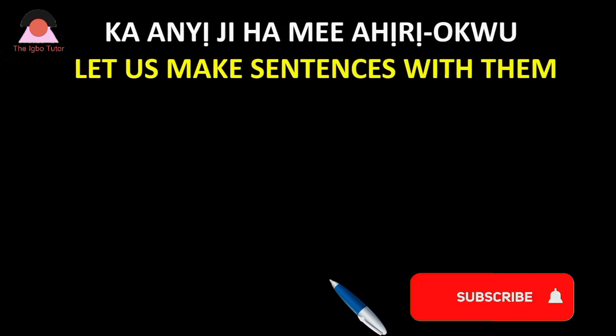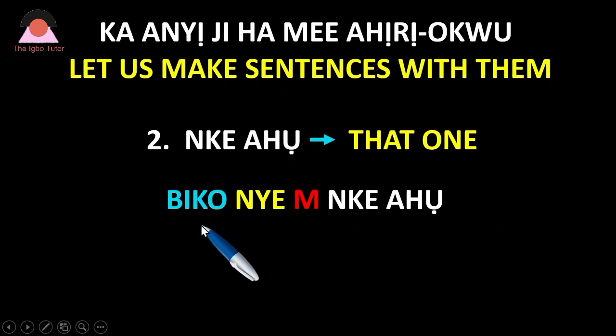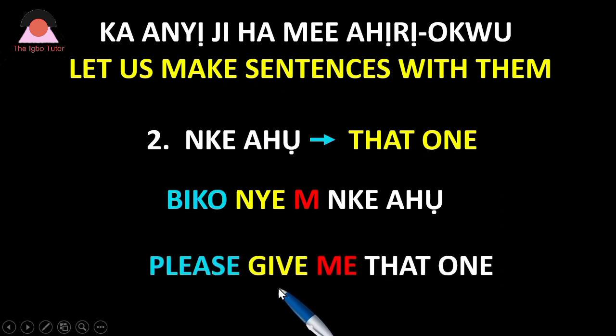Let's go to number 2 now. What do we have in number 2? It is nkeaho, meaning that one. Let's have our sentence now. Biko nyem nkeaho. What does this mean in English? Please give me that one. Biko nyem nkeaho.